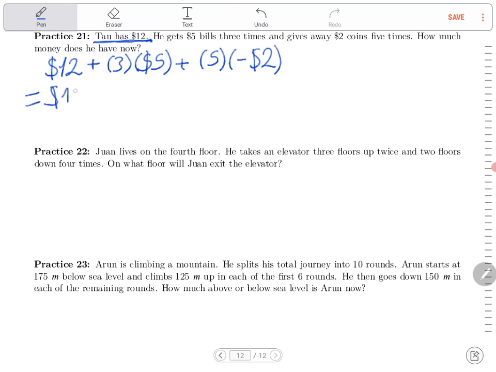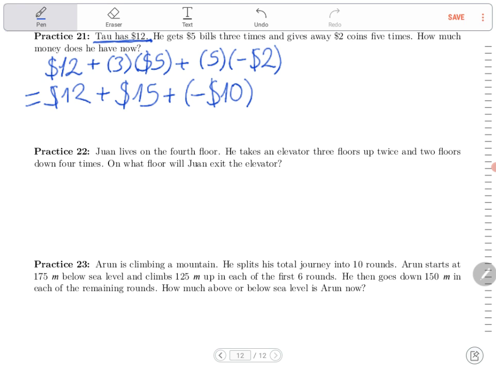So again, the 12 we're starting with is going to remain unchanged, but now we are going to multiply 3 times $5. So that's a multiplication of a positive number and a positive number, so that's going to give us a positive result. 3 times $5 equals positive $15. But here, when we add the 5 times negative 2, that's going to give us a negative result because we're multiplying a positive number by a negative number. So 5 times negative 2 is going to equal negative 10. So it would be $12 plus $15 plus negative $10.